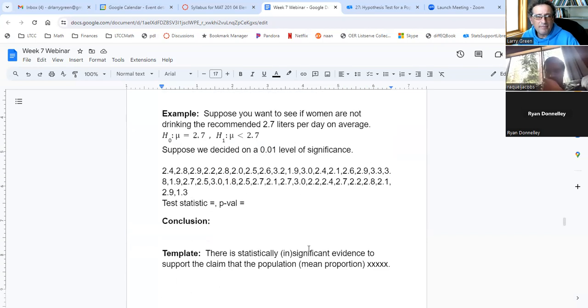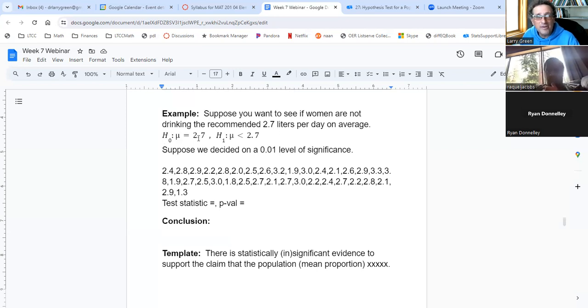Okay, I'm gonna do this one quick. So suppose you want to see if women are not drinking the recommended 2.7 liters per day on average of fluid. If you don't drink enough fluid, then that's bad for you, right? You get dehydrated, okay?